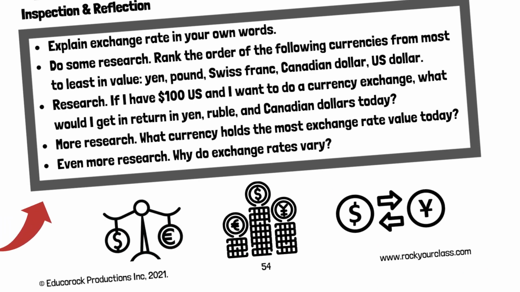Explain exchange rate in your own words. Do some research. Rank the order of the following currencies from most to least in value: yen, pound, Swiss franc, Canadian dollar, US dollar. Research. If I have $100 US and I want to do a currency exchange, what would I get in return in yen, ruble, and Canadian dollars today? More research. What currency holds the most exchange rate value today? Even more research. Why do exchange rates vary?